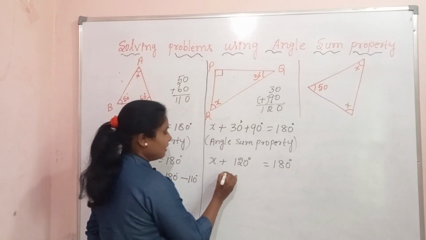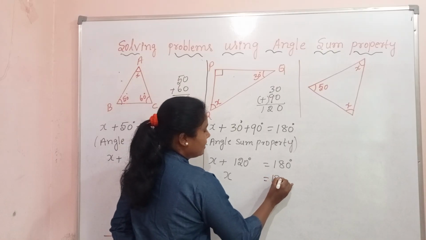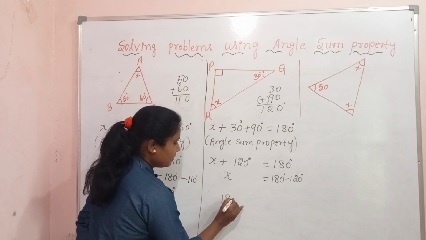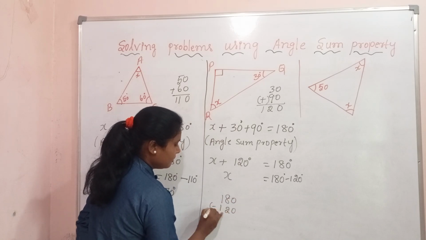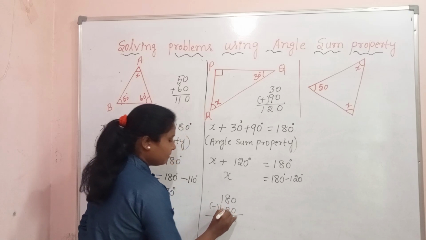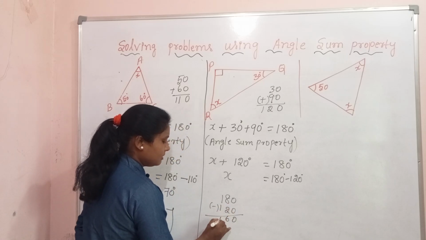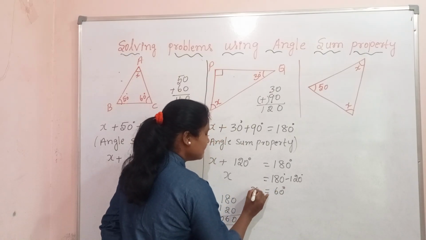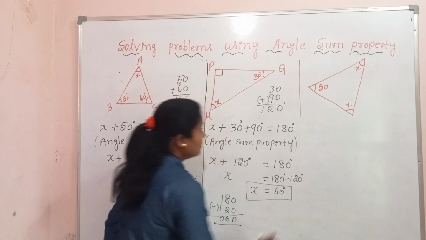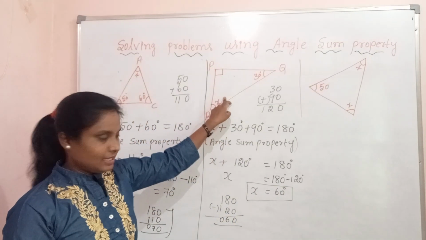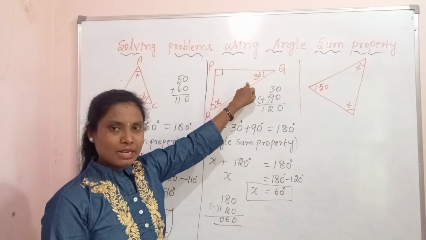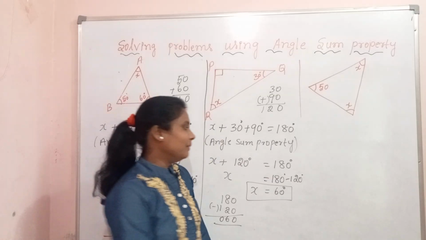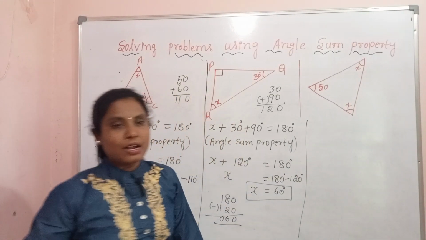Now what is the value of x? 180 minus 120. 8 minus 2 is 6, 1 minus 1 is 0. So the value of x is 60. Then add 60 plus 30, which is 90. 90 plus 90 you will get 180 degrees. Now move on to the third problem.